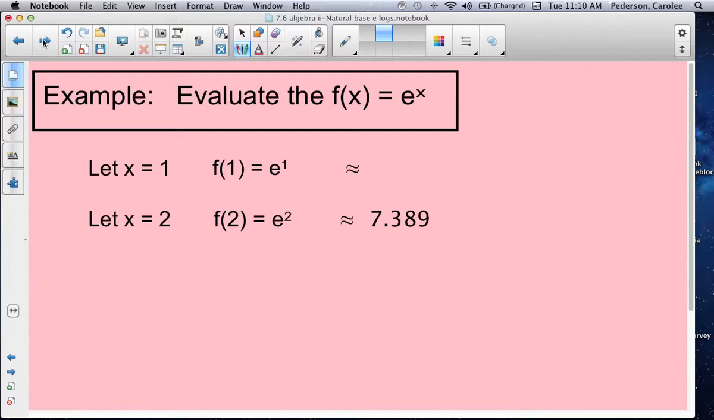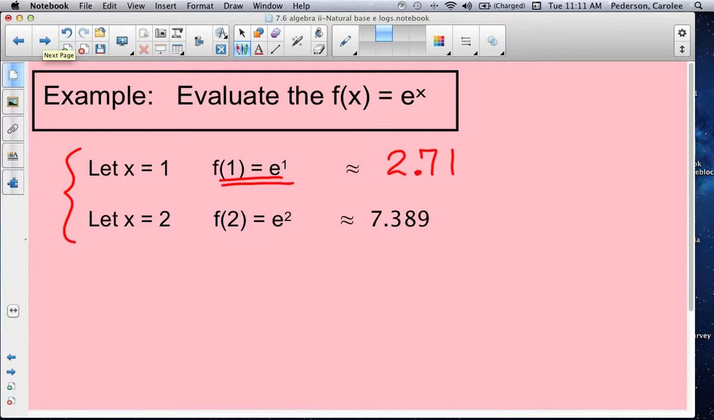The next thing is we want to evaluate the function f of x equals e to the x. With our calculator, I'd say you don't need to write these down. Just practice it. F of 1, which represents e to the 1 power. What is e to the 1 power with your calculator? Make sure you're able to do that. That should be approximately 2.71, and then the decimal does go on.